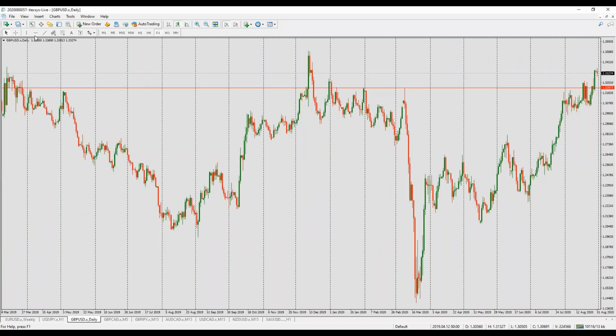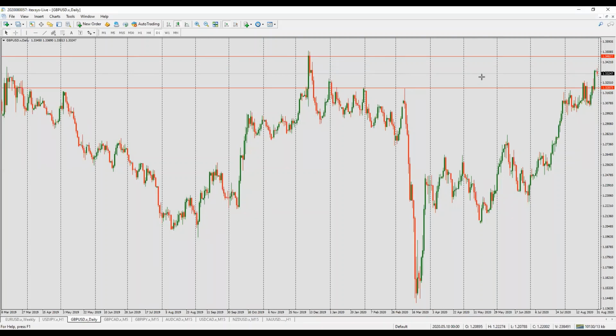For the long term, this is where I look for a sell position here above. All right, approximately where I put this line. You can see here it's 1.34677. So this is where I look for a sell position.